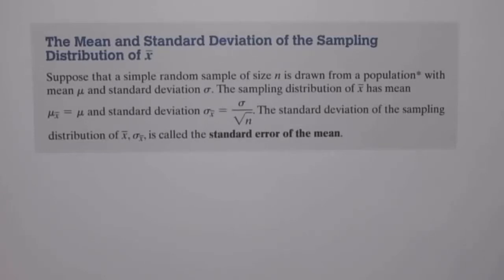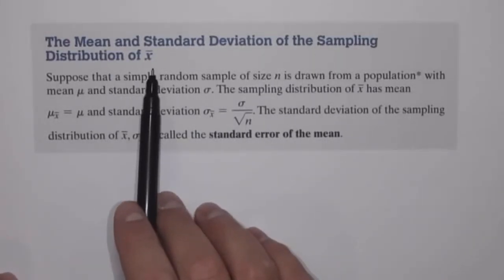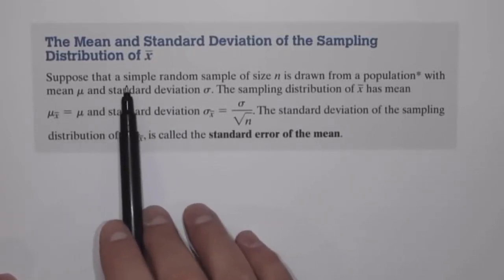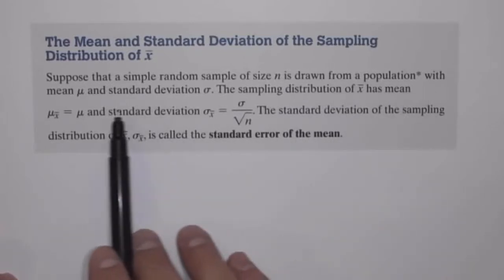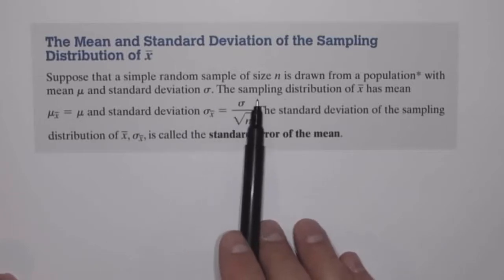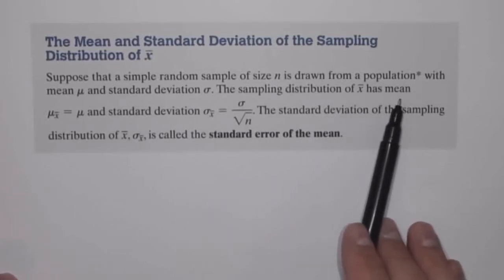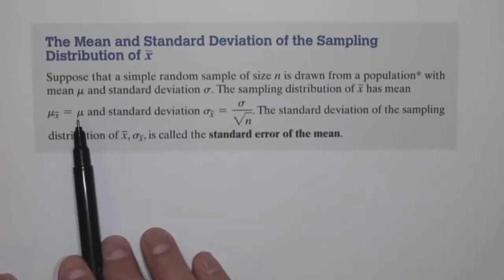So in this video, we follow up with what we discovered in the example in the previous video. The mean and the standard deviation of the sampling distribution of x bar. Suppose that a simple random sample of size n is drawn from a population with mean mu and standard deviation sigma. The sampling distribution of x bar has a mean mu sub x bar equals mu. Now this is what we learned in our previous video in the example.